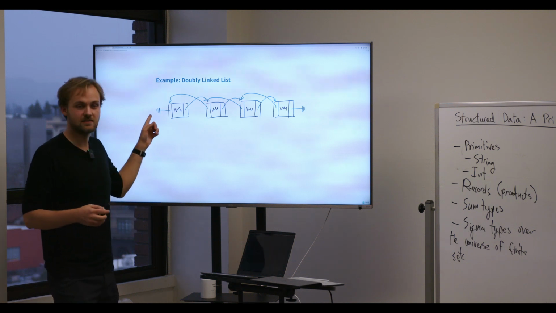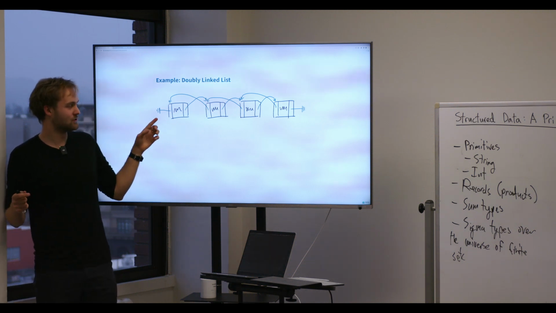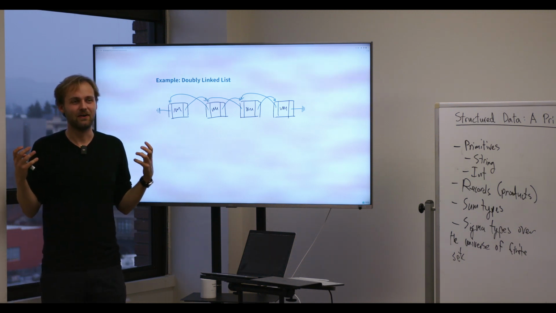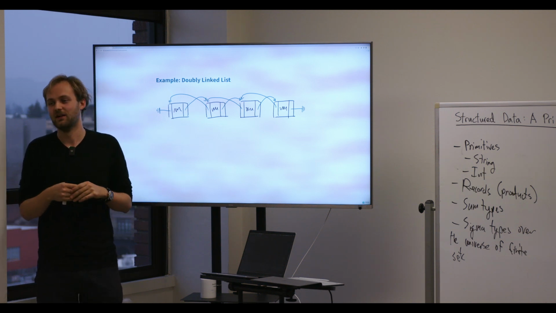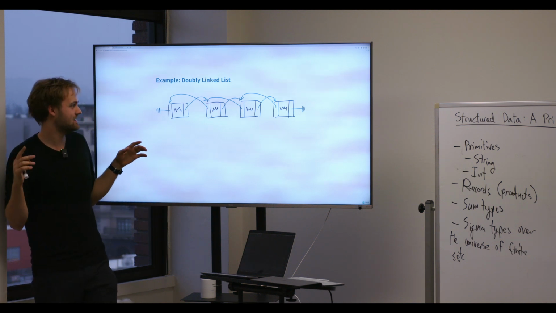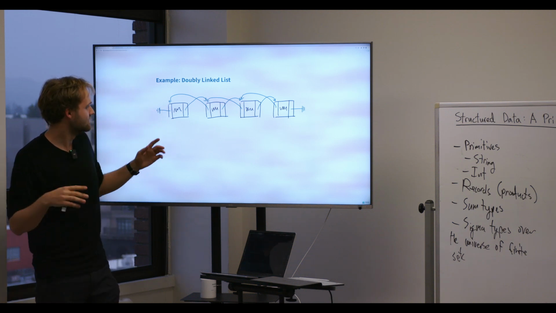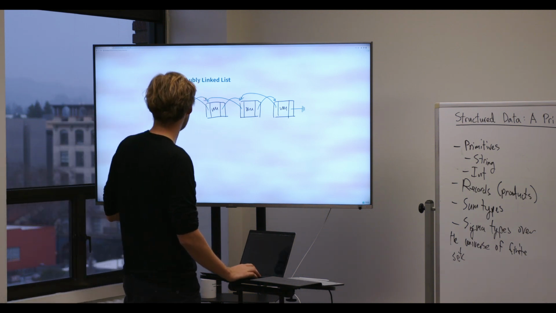A doubly linked list is also of this structure. It's sort of a funny example because most people think of this as an implementation detail rather than part of the abstract definition of what a list is. But you know, implementation is interesting too.